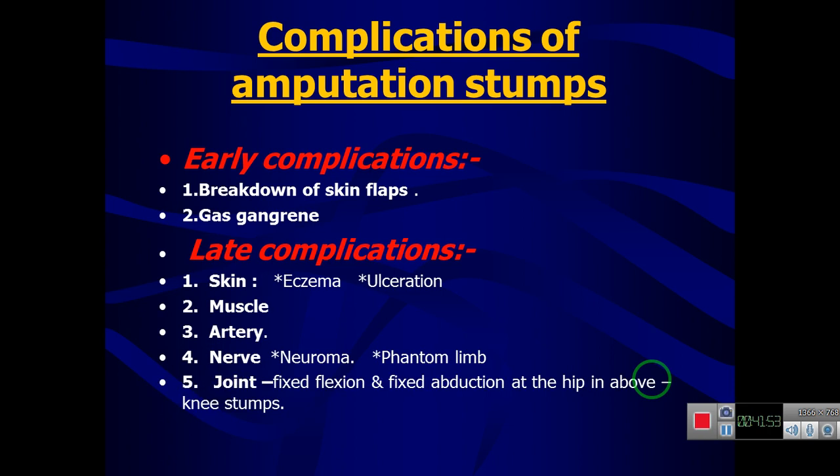Number five, joint. The joint above the amputation may be stiff or deformed, and the common deformity is fixed flexion and fixed abduction at the hip joint in above knee amputation, because the adductor and hamstring muscles have been divided, and it should be prevented by exercise.